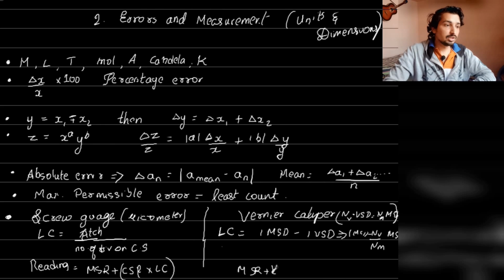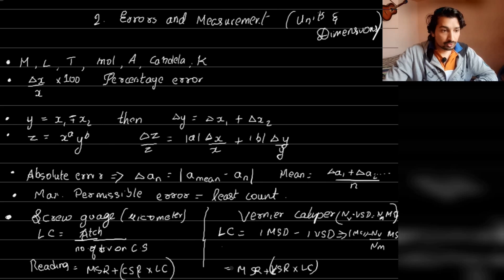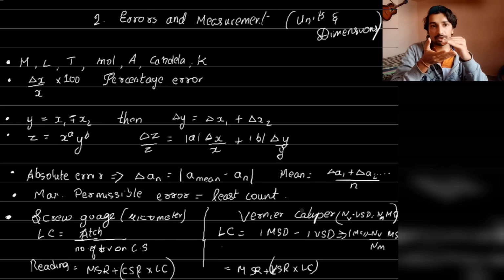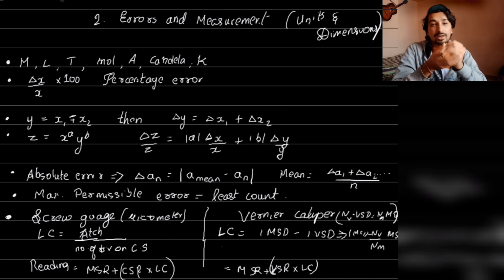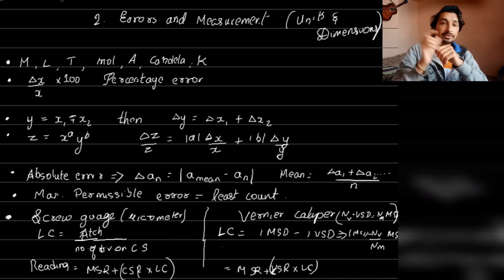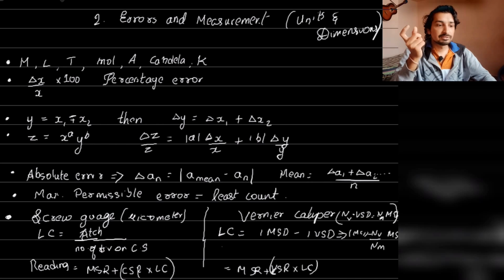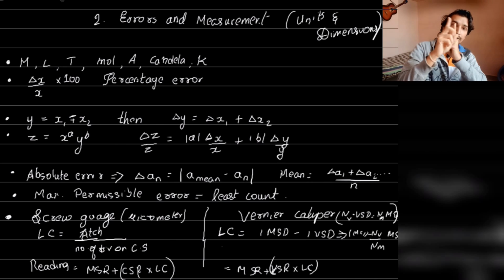One more thing in this chapter: reading is actual reading minus zero error. Every device has some zero error. Without measuring anything, before I place any object on it, it shows some error. That is called the zero error. Zero error can be negative or it can be positive. Negative means the scale is above zero.